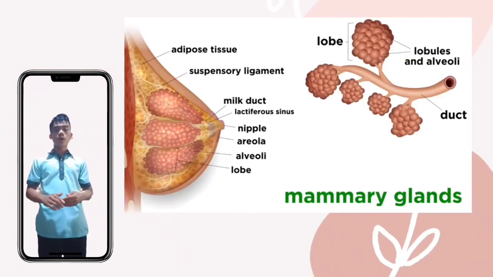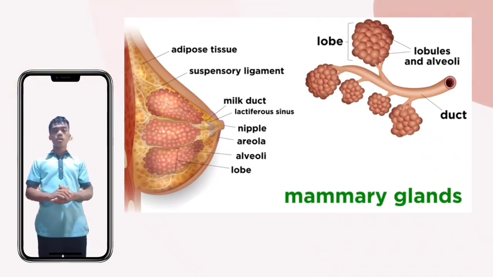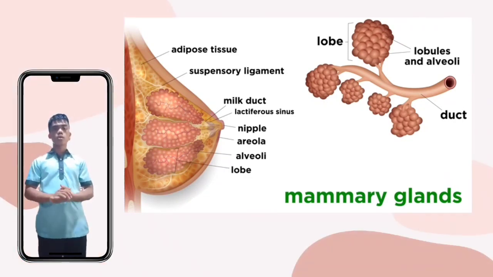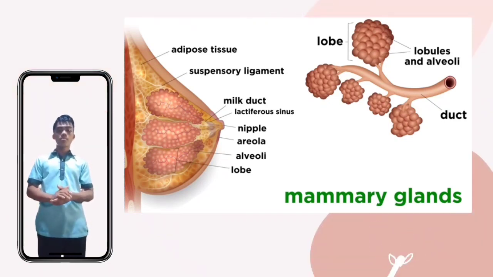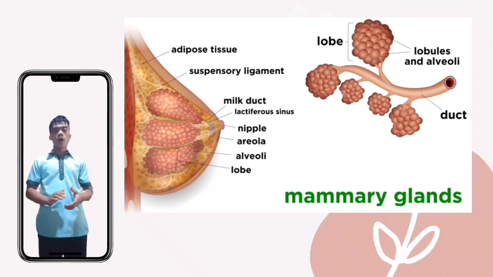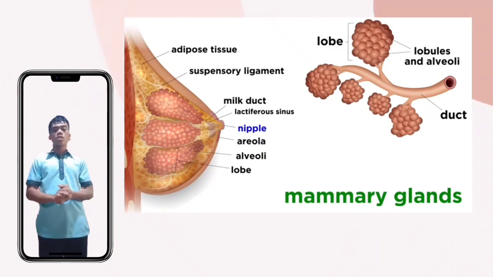Also qualifying as part of the female reproductive system are the mammary glands found in the breast, which are similar to sweat glands, but they start to produce milk during pregnancy. Before a baby is born, each breast has a ring of pigmented skin called the areola, from which a nipple protrudes.